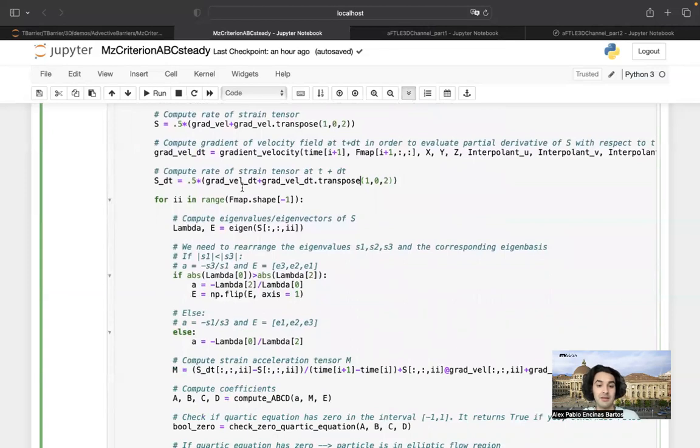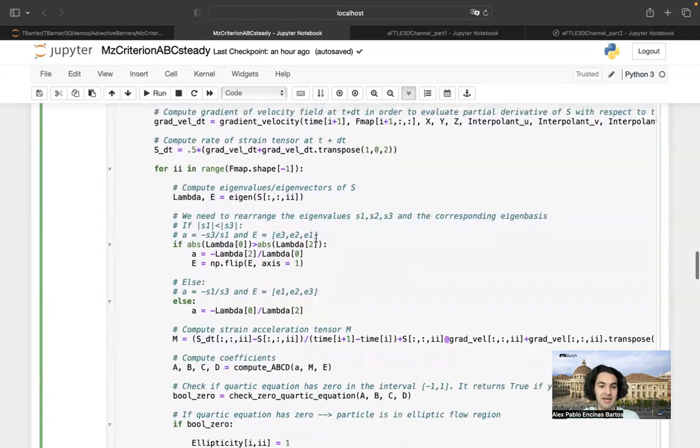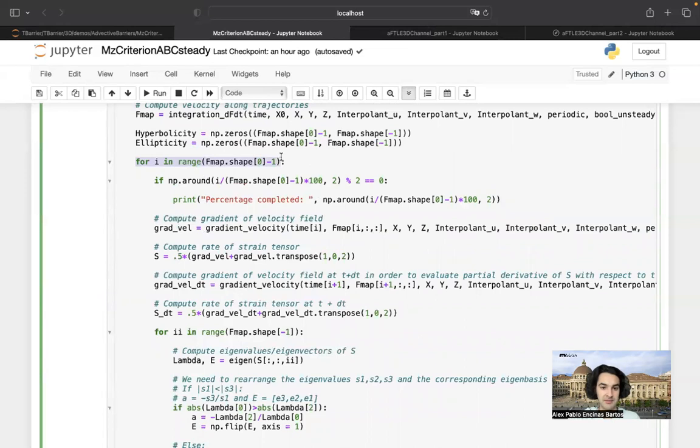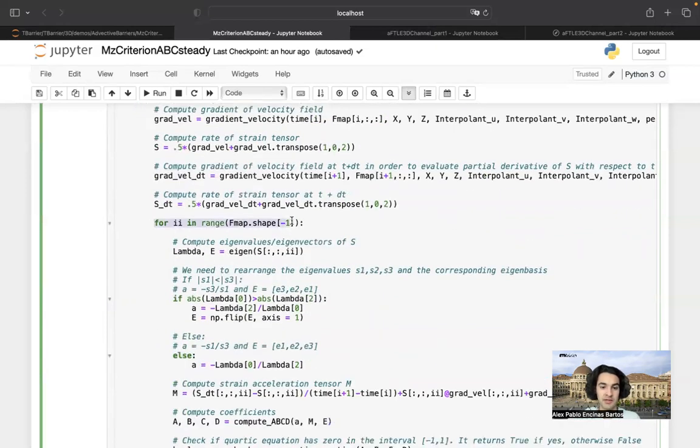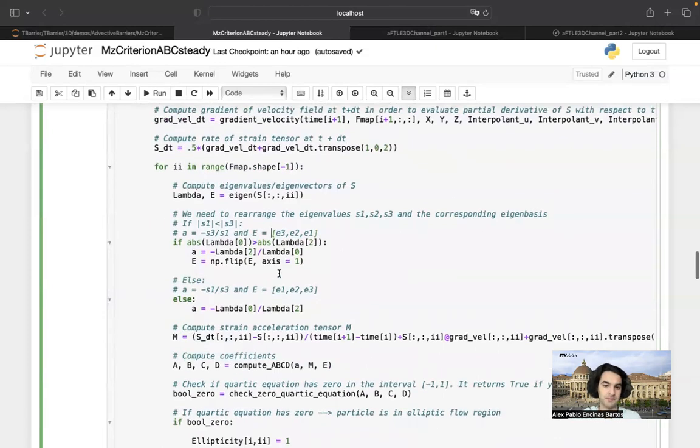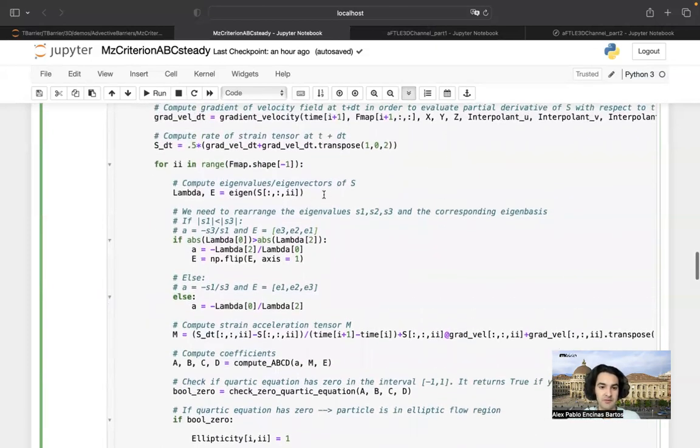So this is not the derivative; this is simply the rate of strain tensor at the time step t plus delta t. In this for loop, we iterate over all times, and in this for loop, we iterate over each trajectory. What we do here is compute the eigenvalues and eigenvectors of the rate of strain tensor for the specific trajectory. Then, based on the eigenvalues and eigenvectors, we can compute this small a value and the eigenbasis.